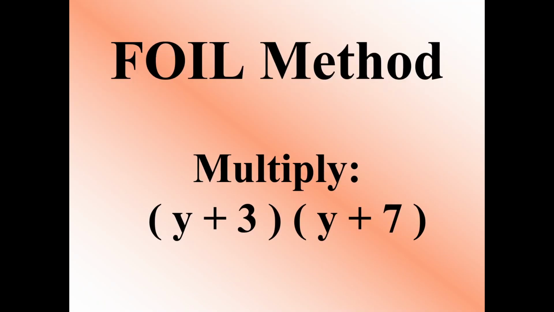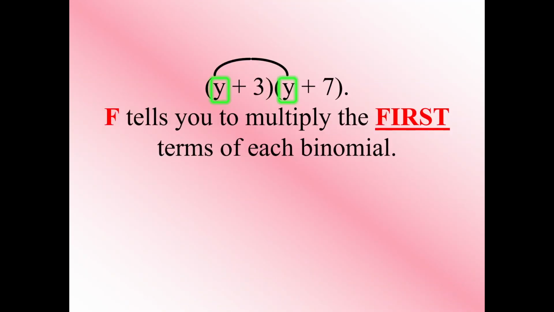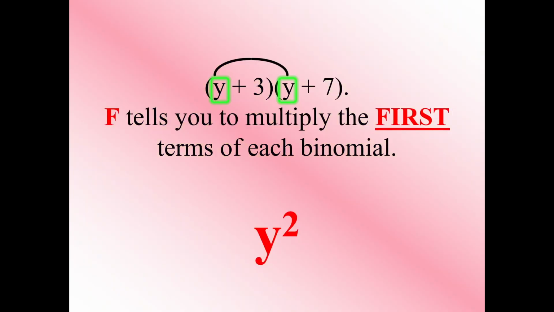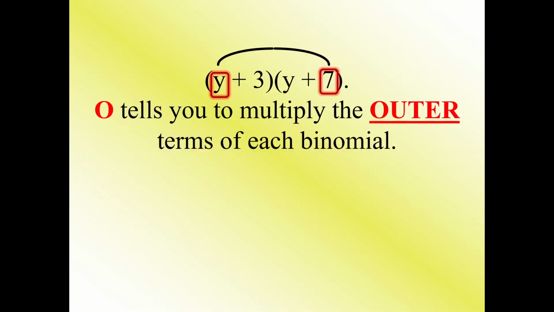Okay? Let's proceed to the FOIL method. Do you still remember the FOIL method? We'll just review the FOIL method. When I say F, it's the first term. The first term is simply y times y. What is y times y? Y squared. There you go, y squared. Next, what is the O in the FOIL method? The O means outer, the outside terms.